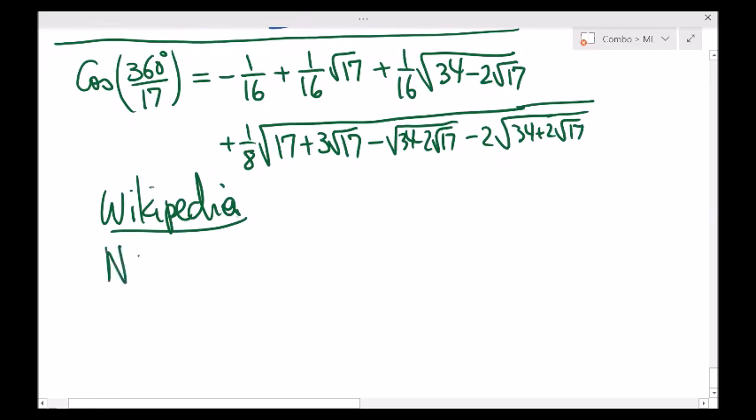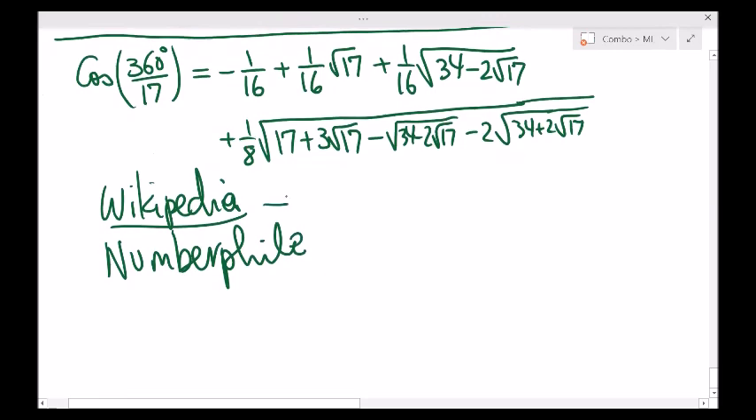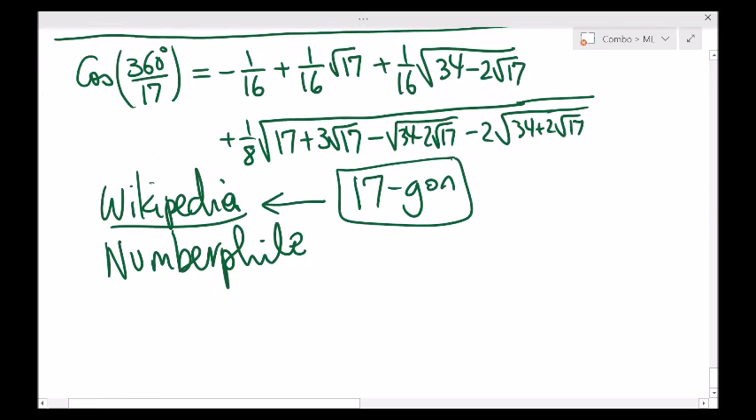Oh, Numberphile has it too. Numberphile has a great video about the 64-step construction of it. Just search 17-gon on Wikipedia, and you will see the step-by-step 64-step construction, and then do it at home. You will appreciate it. It's a really good construction.